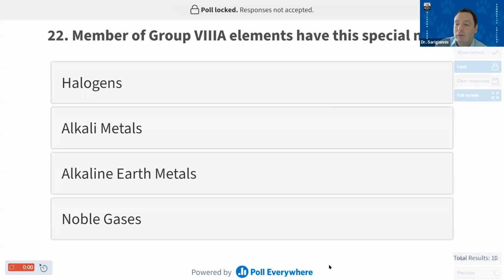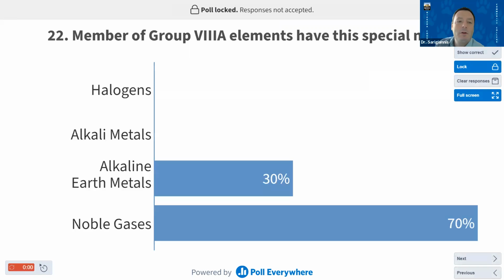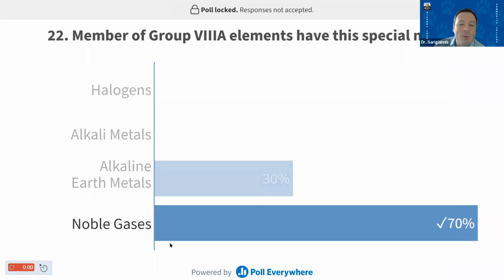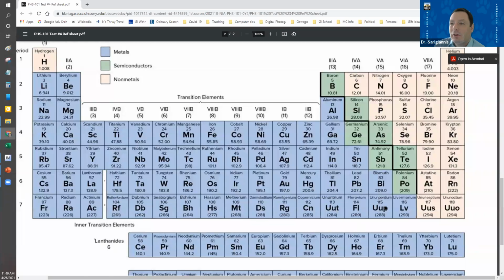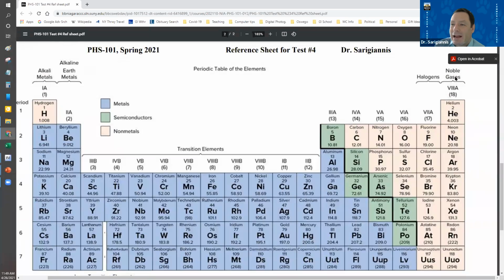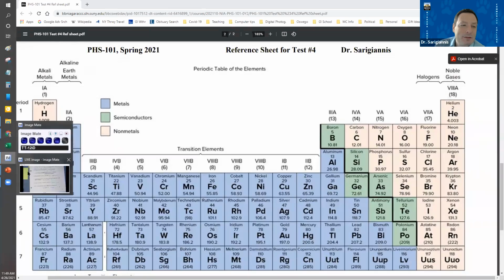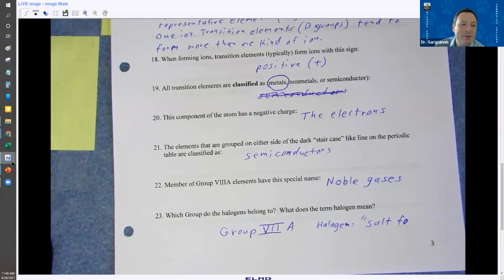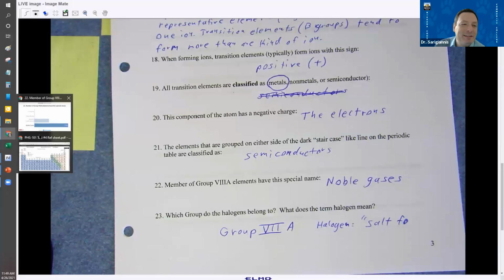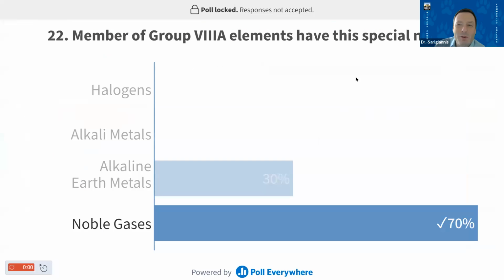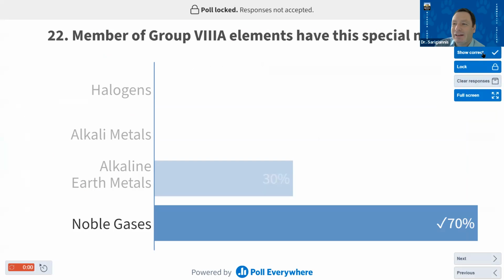All right. Yeah, so the correct answer is noble gases, group 8A. Let's just quickly flip to the periodic table. Group 8A, noble gases. Right here. Oops. Gave you the answer. Wrong window.